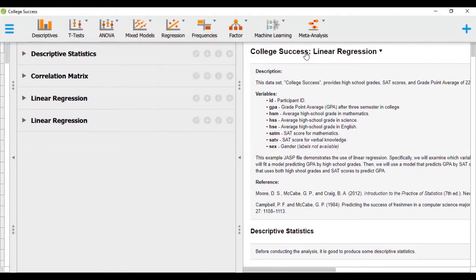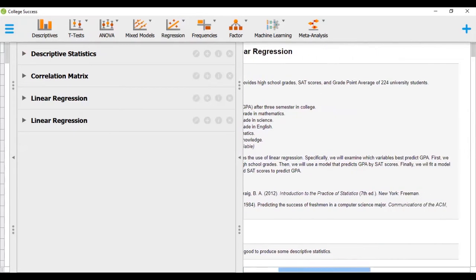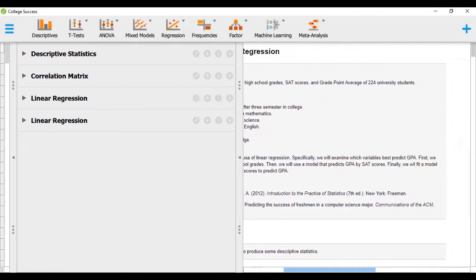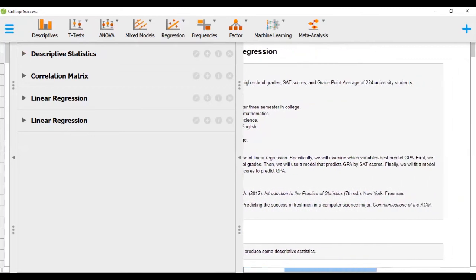So having this section in mind, we have college success linear regression. The description is, this data set, college success, provides high school grades, SAT scores, and grade point average of 224 university students. The variables, as I discussed, are those that we saw. Now, this simple JASP file demonstrates the use of linear regression. Specifically, we will examine which variable best predicts GPA.